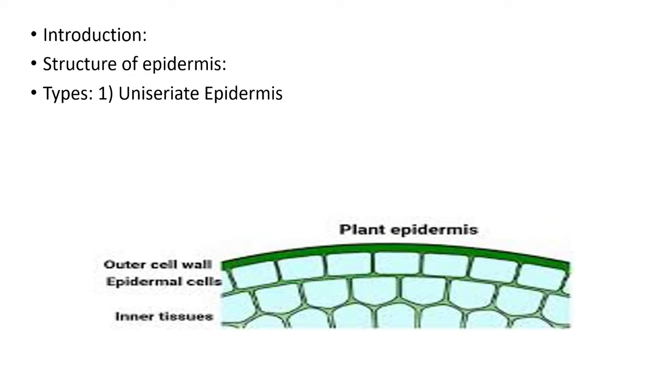The walls of epidermal cells are unevenly thickened. See in this diagram, unevenly thickened cells are there. The inner and radial walls are comparatively thicker. There is additional thickness due to the impregnation of suberin, cutin, lignin, etc. That wall protects the epidermis from mechanical injury and checks the loss of water.